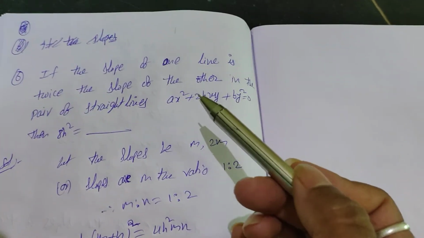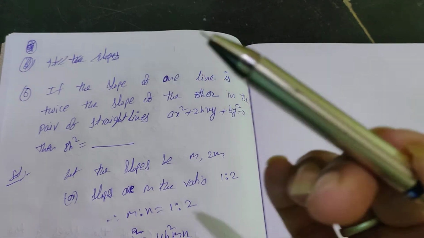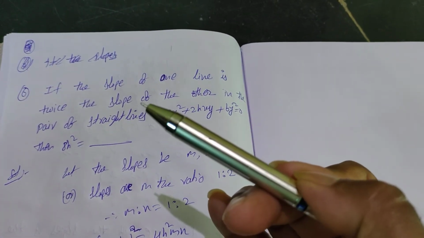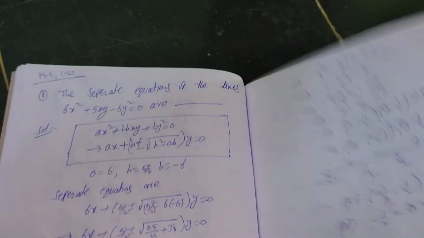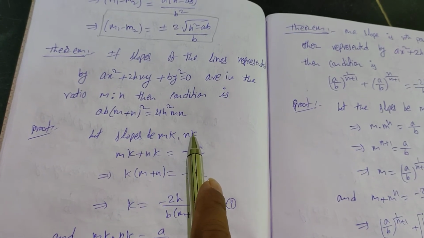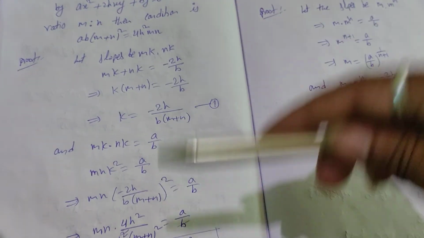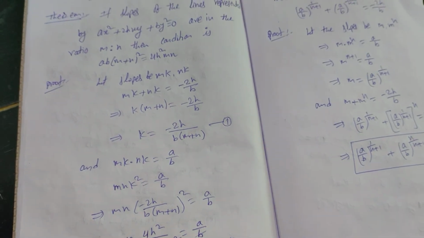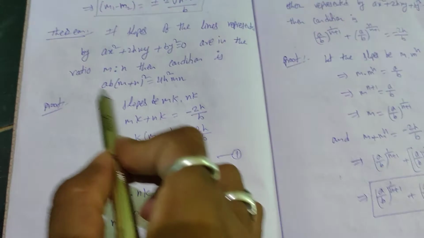One thing you have to remember, if the slope of one line is twice the other, then if you take one slope as m and the other slope as 2m, that is one method, how I proved this condition. You take m and 2m, then the sum of the slopes and the product of the slopes, and simplify, you get the answer. That condition you may get. Otherwise, directly you substitute in this formula.